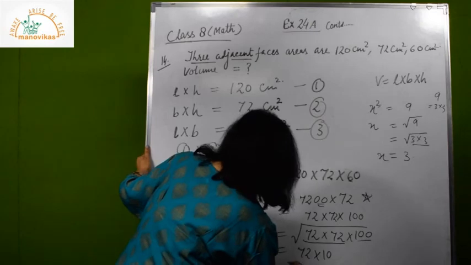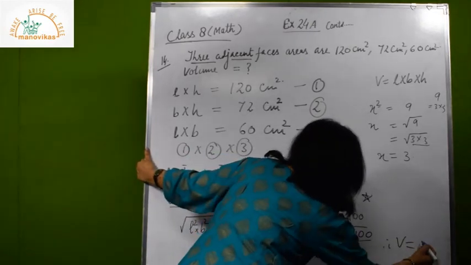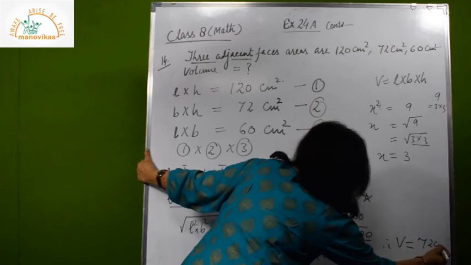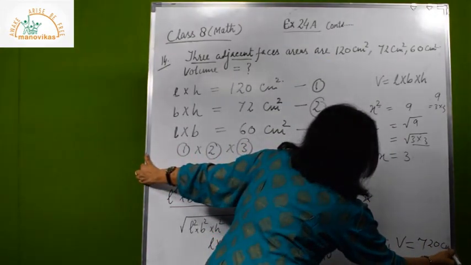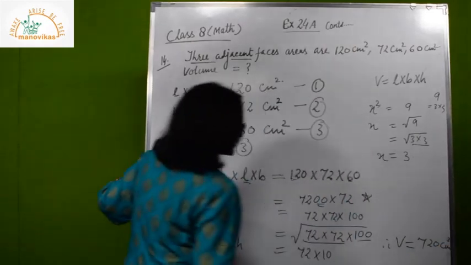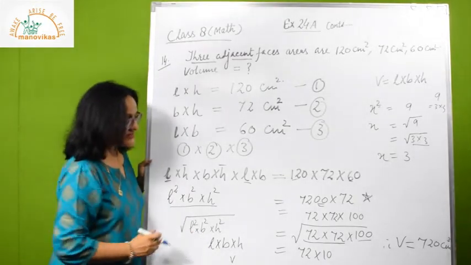So this way L into B into H is volume. This is the volume. Therefore, volume is equal to 72 into 10, 720, and what is the unit? Centimeter. So it will be centimeter cube. So 720 centimeter cube is the volume of the given cuboid. This is the answer.